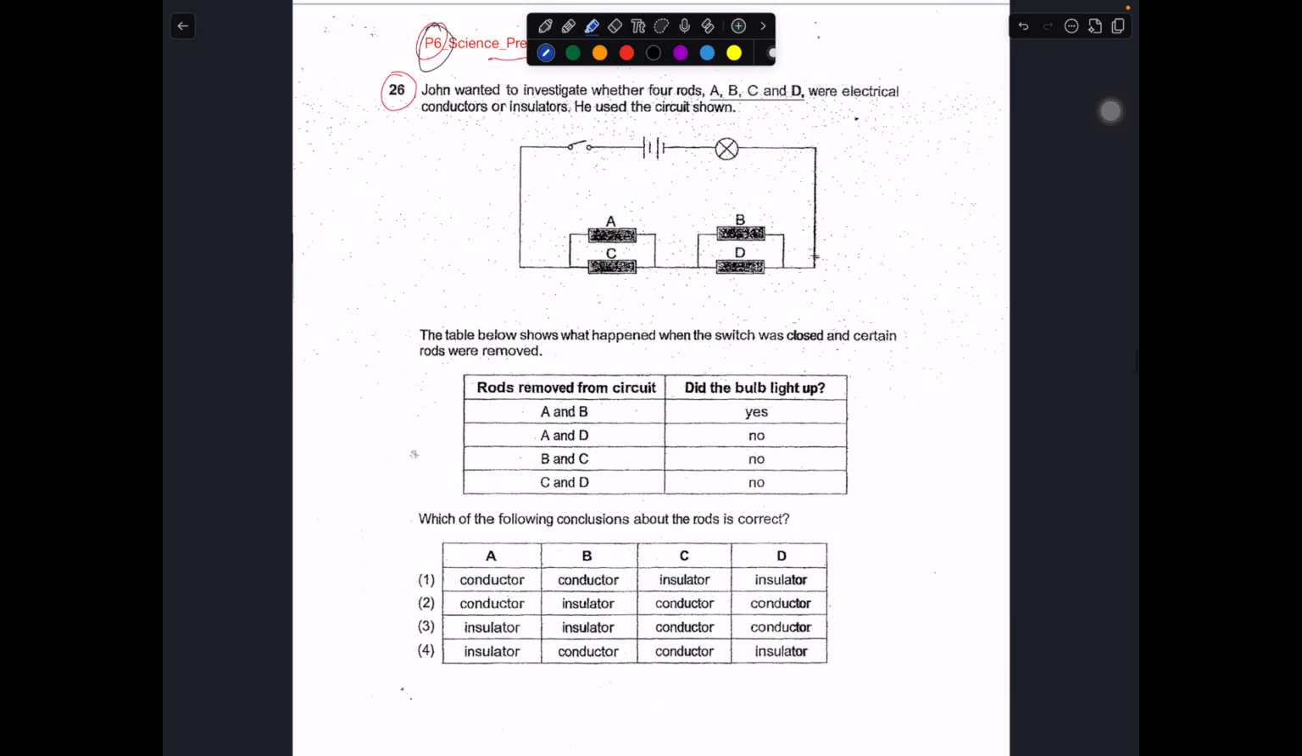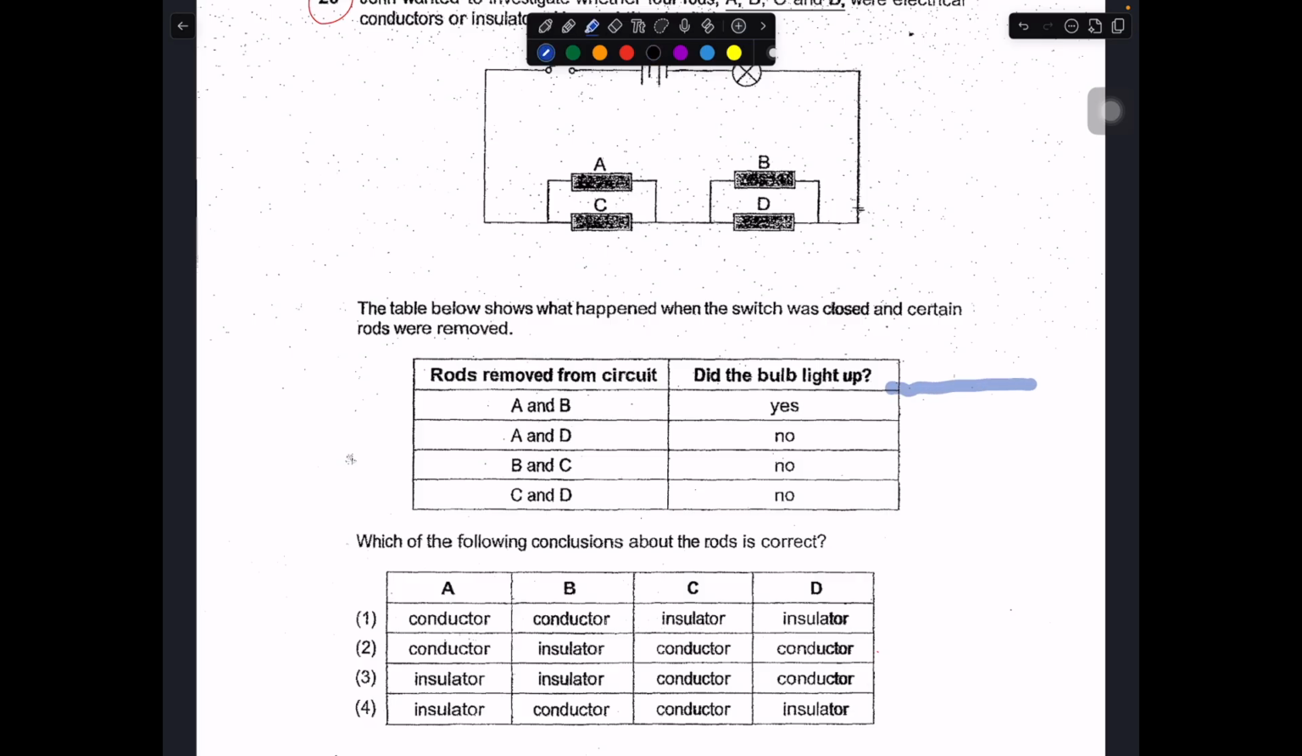So the easiest way, rather than looking at the rods being removed, we look at the rods remaining in the circuit. So let's reconstruct the whole table. Rods removed means rods remain in the circuit, right? So in this case, if AB is being removed, CD is present. AD removed means BC is present. BC removed means AD is present. CD removed means AB is present, or at least in the circuit.